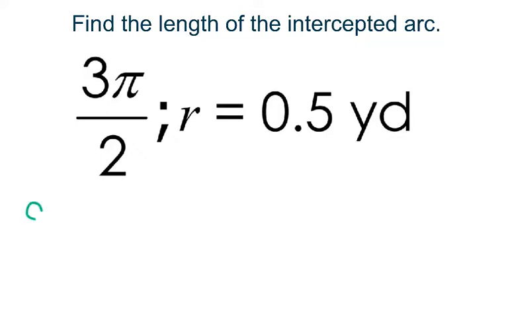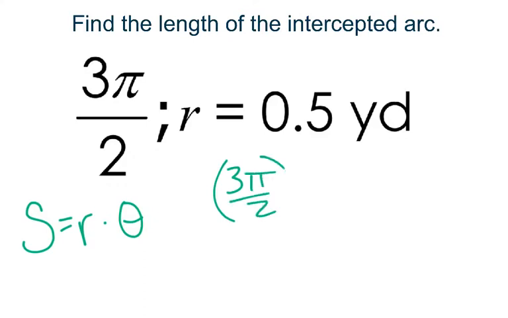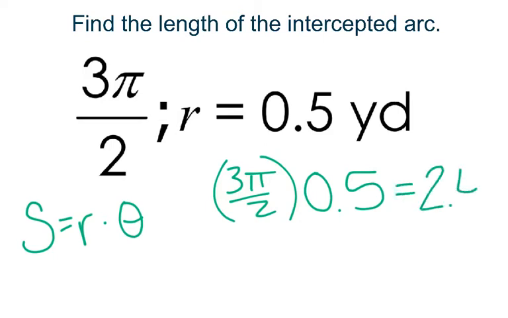This one, same thing again. So S equals R times theta. So I'm going to do 3 pi over 2, and I'm going to times it by 0.5. So I got approximately 2.4. But if I left it in terms of pi, that would be 3 pi over 4. So remember that these are equivalent to each other. So just knowing which one they're looking for.